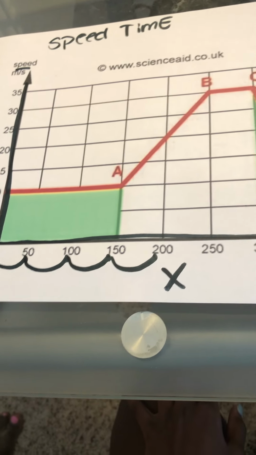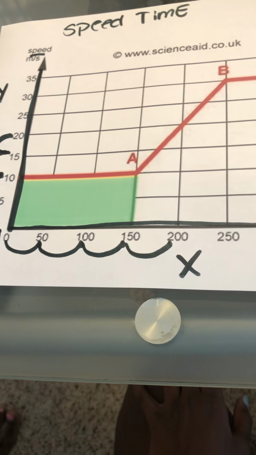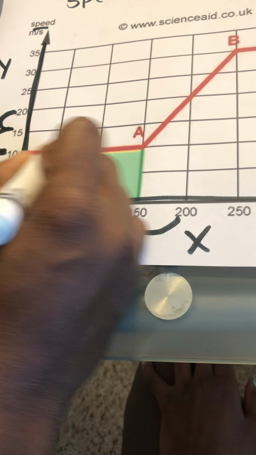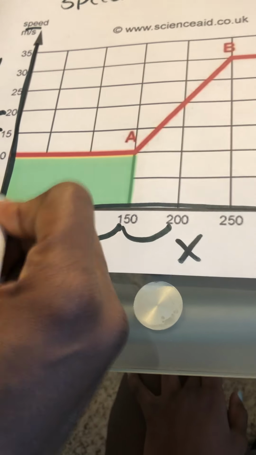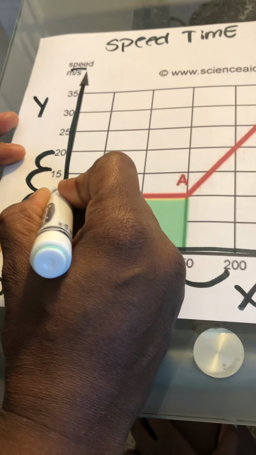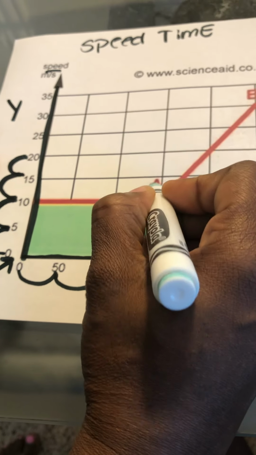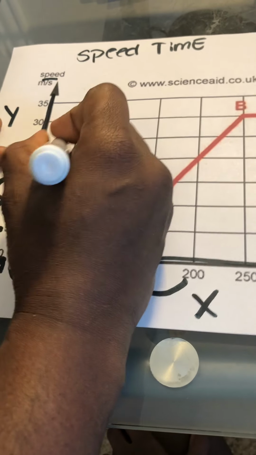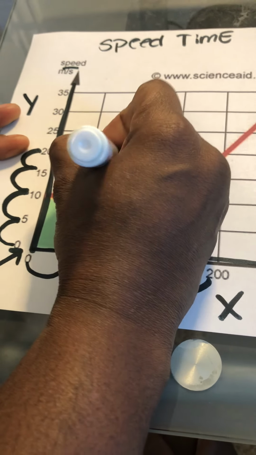Next, we're going to identify what's happening on our speed time graph. Let's look at this first line. So we can see from the point of origin, it starts here at 0. From the point of origin to the letter A, this is showing a constant speed.